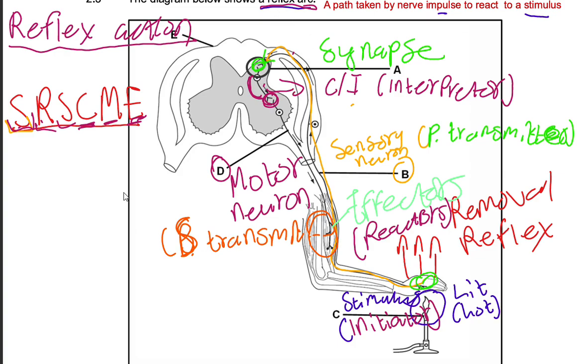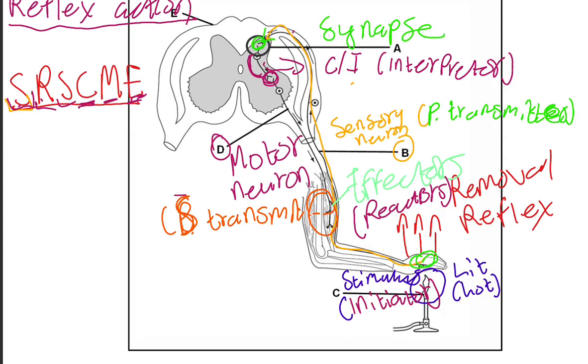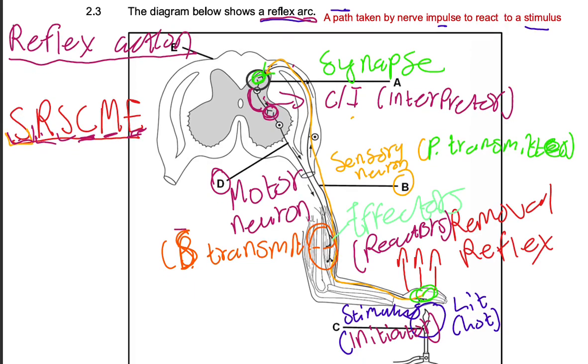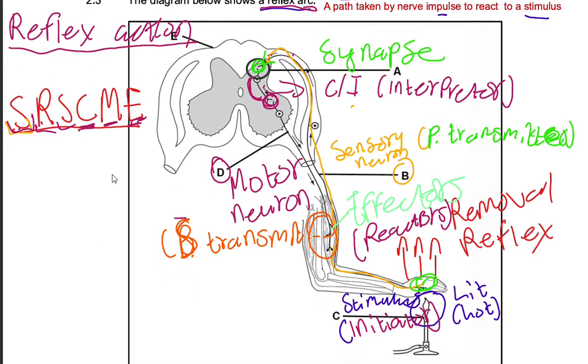The efferent neuron, the effectors, as well as the stimulus is what makes up our reflex arc. All right, so that is pretty much the structure of a reflex arc, guys. All right, so those are the things which you need to know, right?